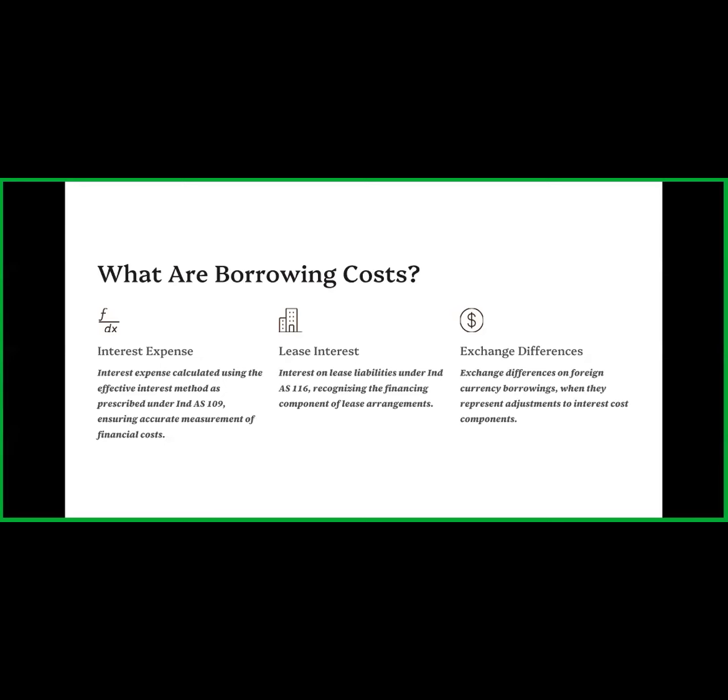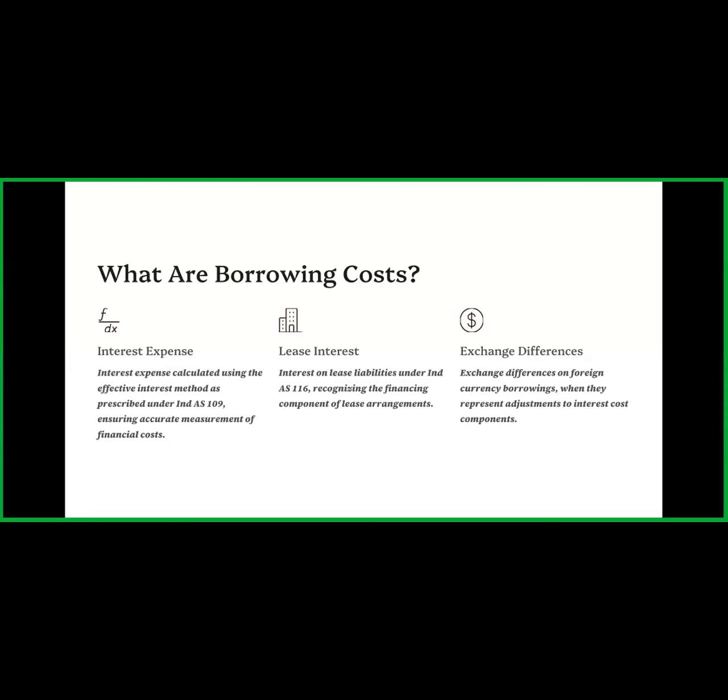So what are the different types of borrowing cost? Whenever a company takes a loan, the company has to bear the interest. The company and the investors or financial institutions mutually decide the interest rates, and the company has to pay the interest on the raised amount. So the first one is interest expense. Interest expense we consider as borrowing cost whenever the raised fund is used to create qualifying assets.